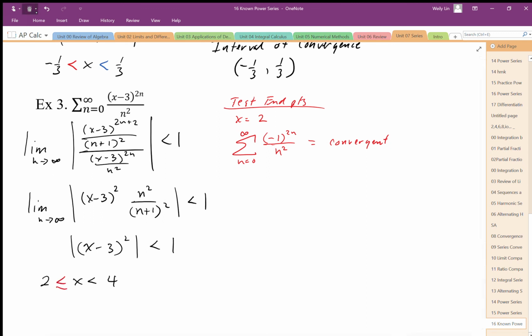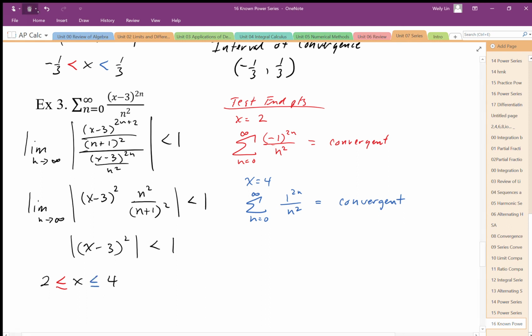Okay, we test the other endpoint. x equals 4. When x equals 4, we're going to end up with 1 to the power 2n over n squared. Again, this is a Basel series or p-series where p is greater than 1. This is convergent. So then we can include that endpoint.